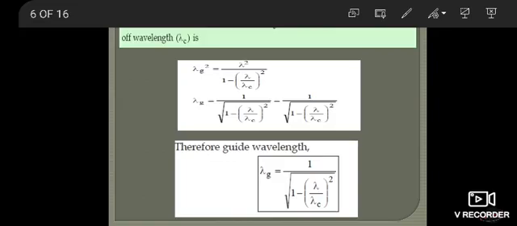So when we take the square root of this term, it will come as 1. Why? Because the square root of lambda square, the square and the square root are cancelled, and only lambda remains. Lambda is nothing but the free space wavelength, which will be equal to 1. So we can take it directly as 1. So 1 by under root of 1 minus lambda by lambda c whole square. Therefore the guide wavelength can be given as lambda g equals to 1 by under root of 1 minus lambda by lambda c whole to the power of square. Like this we can give the equation for our guide wavelength.